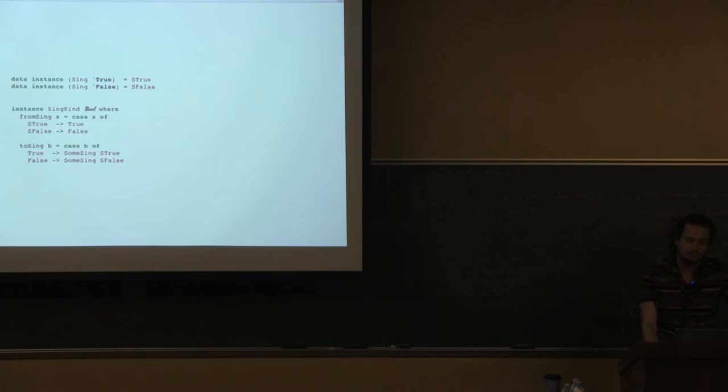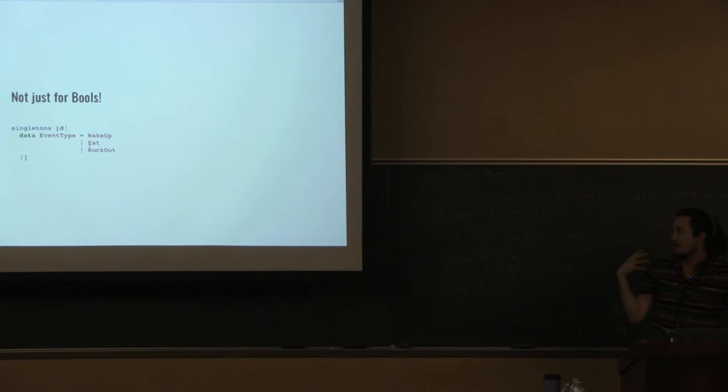So obviously, we can do this for the thing we care about, which is our event type, right? We can say we want to move all these things. We want to be able to lift them from values to types and back. And we're good.